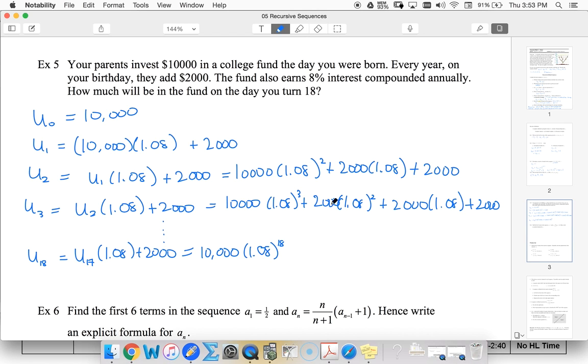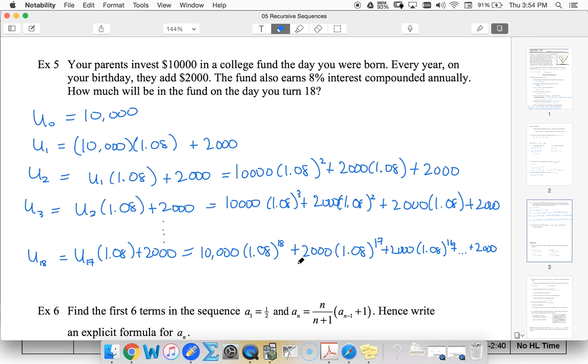And then here, I'm going to end up with, notice that this is a power of 2 and this was the power of 3. I had the power of 1 and a number 2. So I'm going to end up with 2,000 times 1.08 to the 17. So this first 2,000 only earns interest 17 times. 2,000 times 1.08 to the 16, down to 2,000.